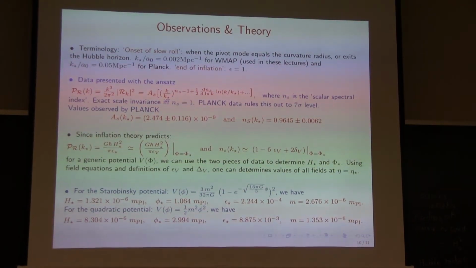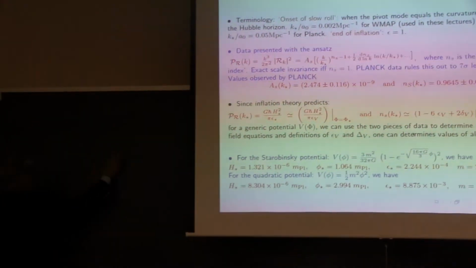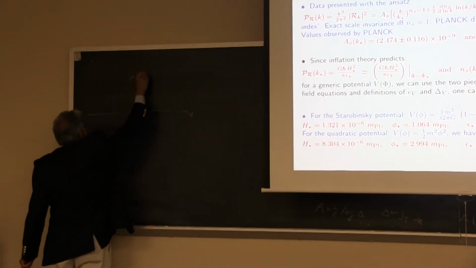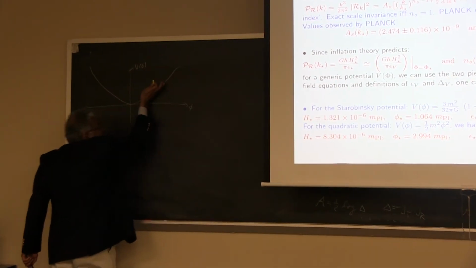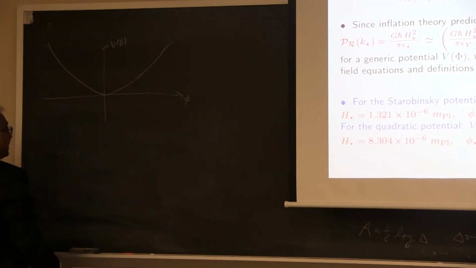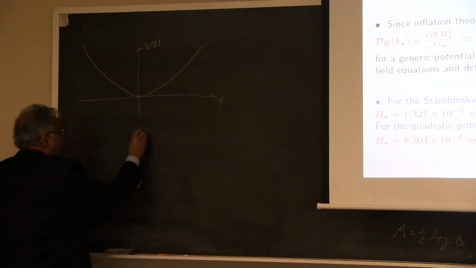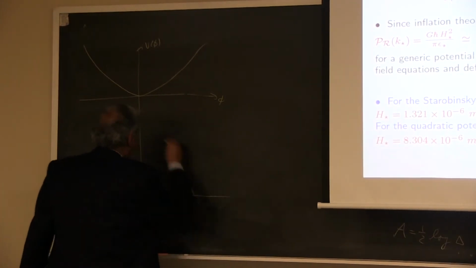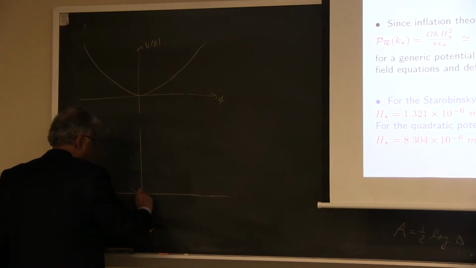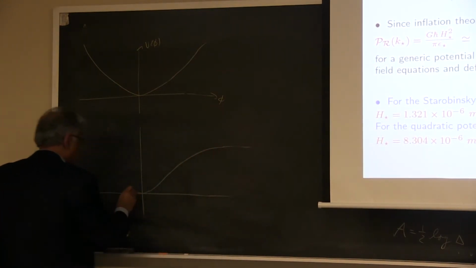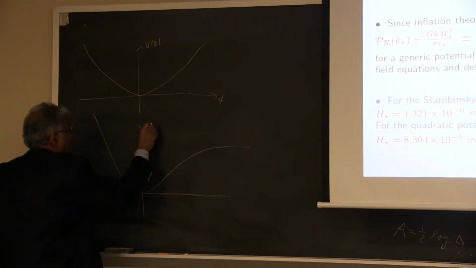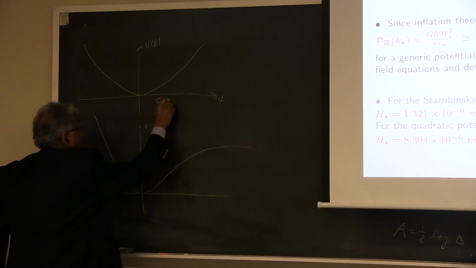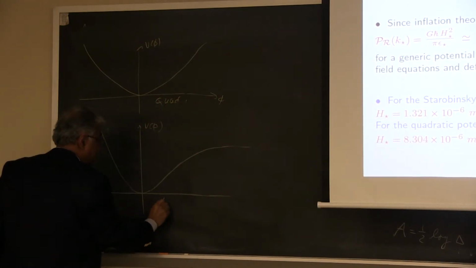So the quadratic potential first just looks like that, like a harmonic oscillator, except that it is very shallow. I'm just not drawing it accurately. And the Starobinsky potential, at the bottom, looks like that. But then here it plateaus and becomes constant. And here on the negative values of phi, this is quadratic, and this is Starobinsky.